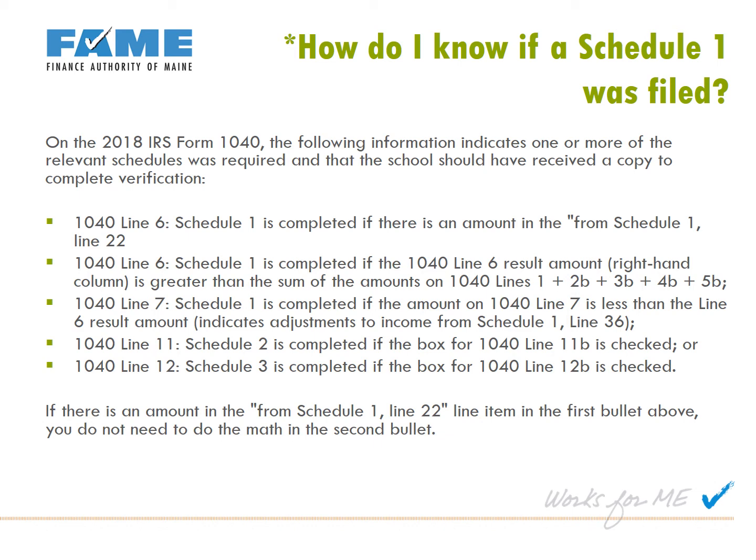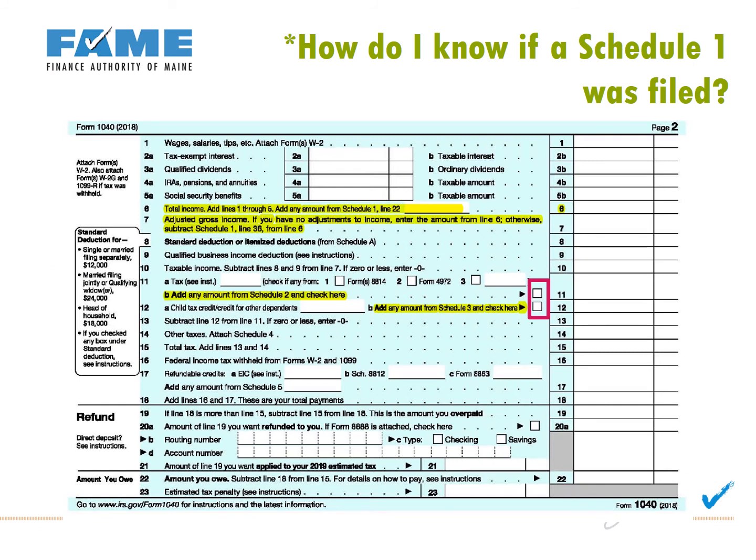Sometimes that's for income tax purposes, that we need that for the FAFSA. Or Schedule 3, we need to verify education credits, and that's on Schedule 3. You can see if a Schedule 3 was filed, if 12B is checked off. So I'm going to show you what that looks like.